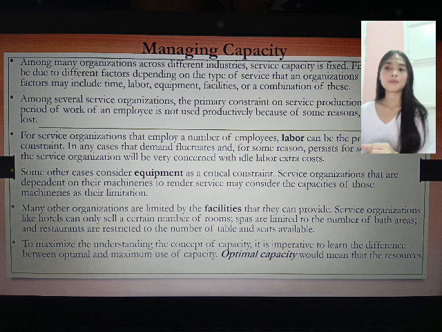So, among several organizations, the primary constraints on service production is time. If the period of work of an employee is not used productively because of some reasons, then profits are lost.